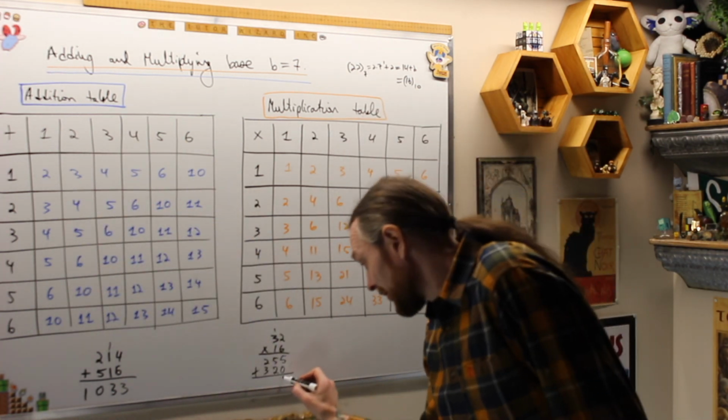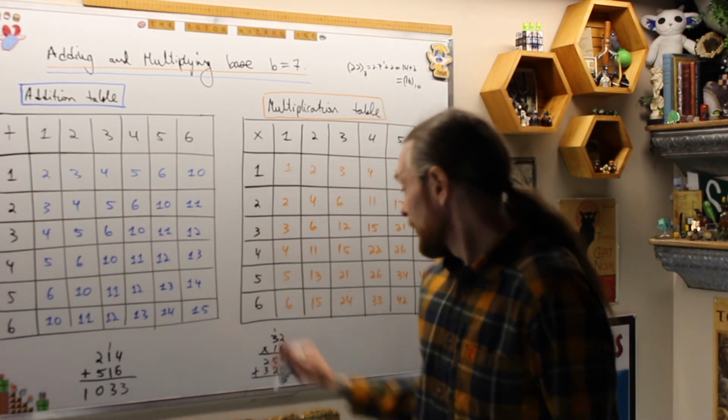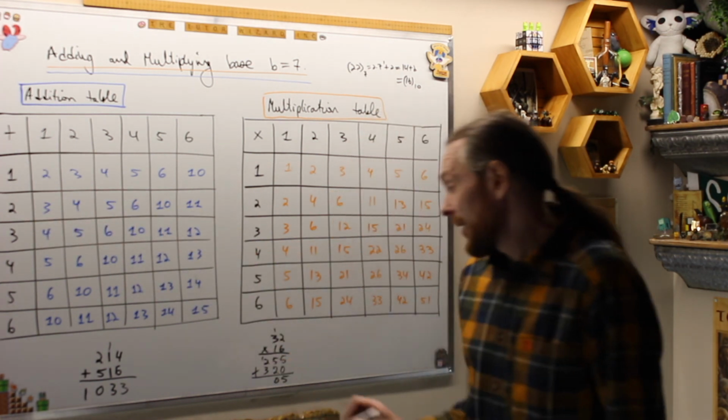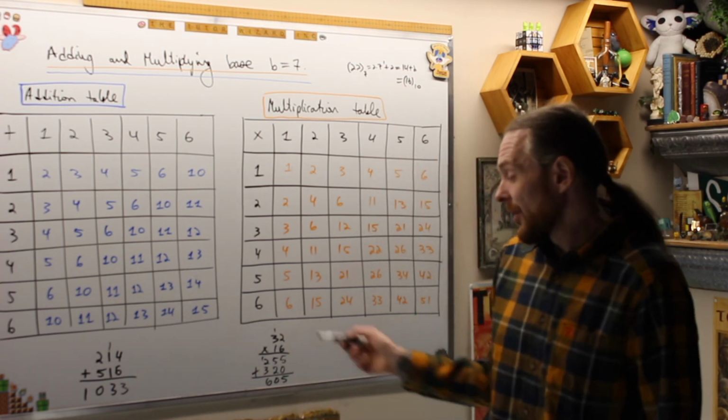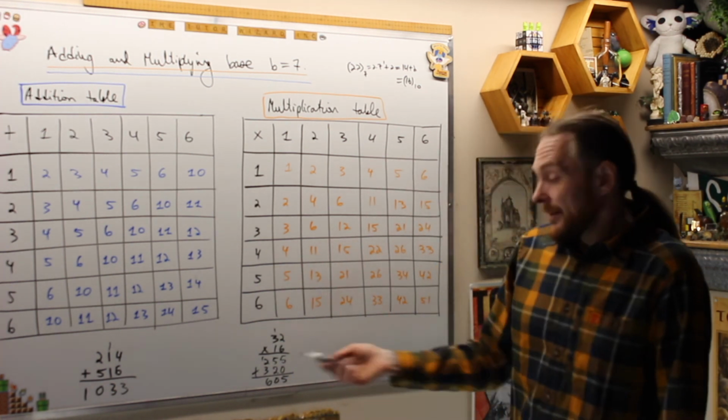So 5 plus 0 is 5. 5 plus 2 is 1, 0. So I carry, and then I get 6. So 32 times 16 in base 7 is 605.